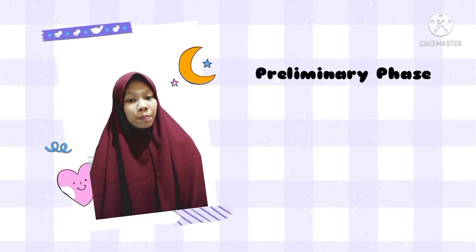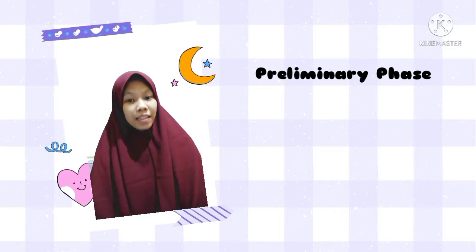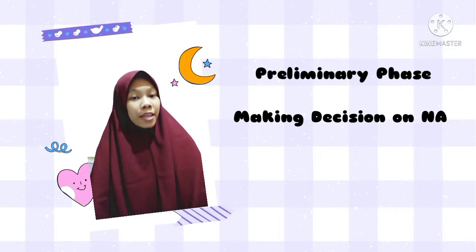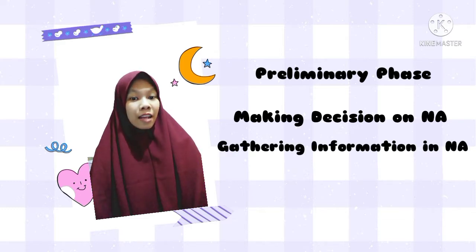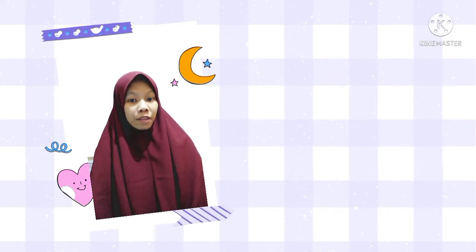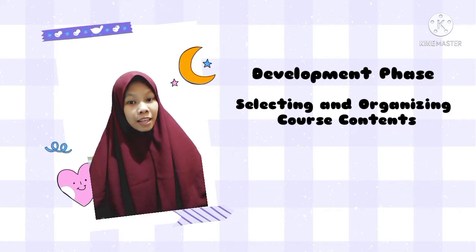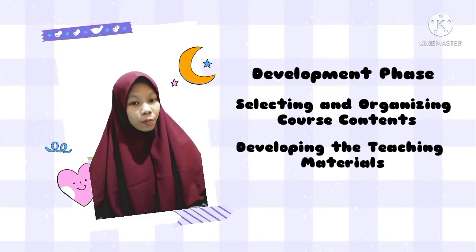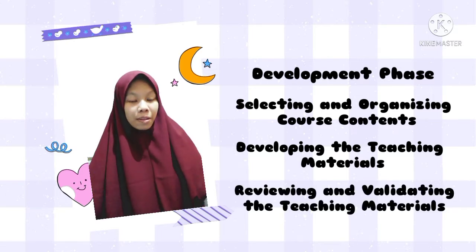The first is the preliminary phase, how to manage need analysis. In the preliminary phase, there are 3 stages need to be done. The first is making decision on need analysis, the second is gathering information in need analysis, and the last stage is using the information in need analysis. The next phase is the development phase. In the development phase, there are 3 stages need to be considered. The first is selecting and organizing course contents. The second is developing the teaching materials, and the third is reviewing and validating the teaching materials.